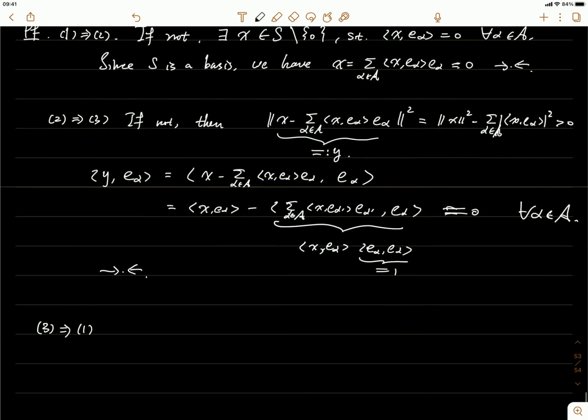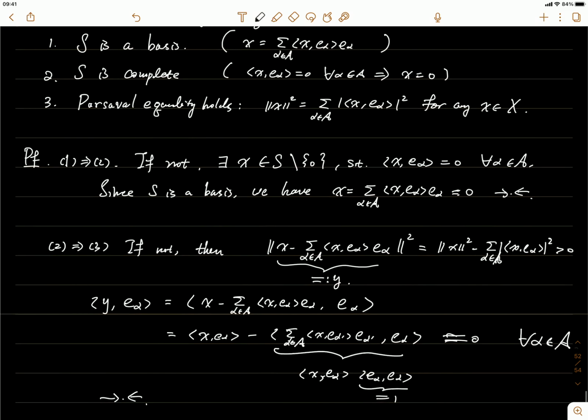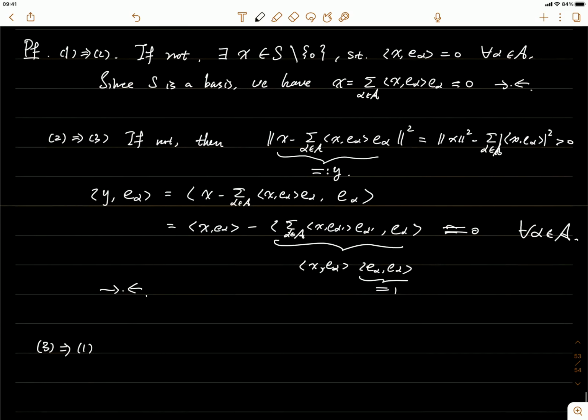And lastly, let's show from 3 to 1. Suppose we know the Bessel equality holds. We want to show that S is a basis.